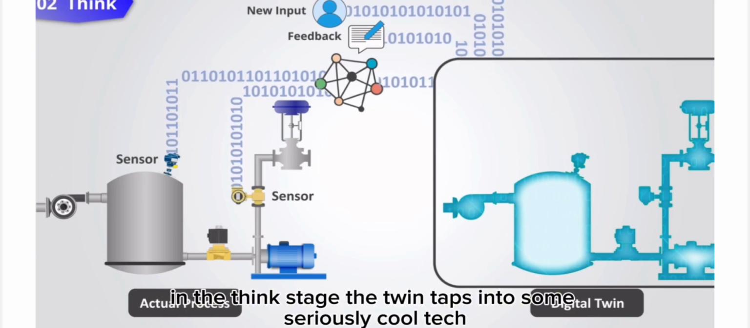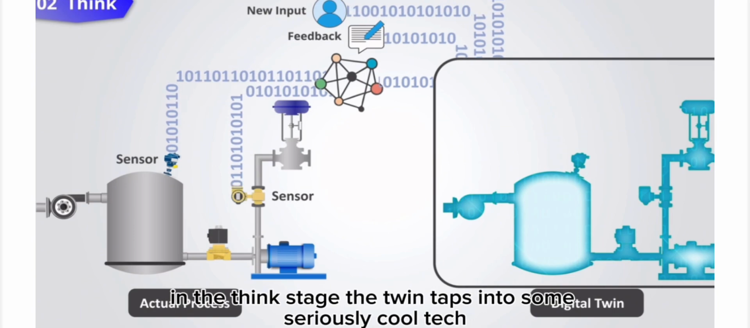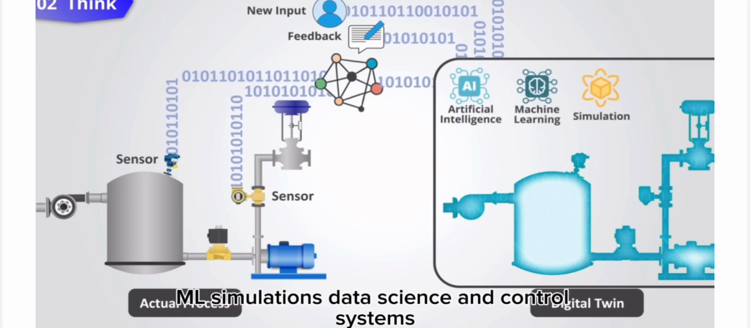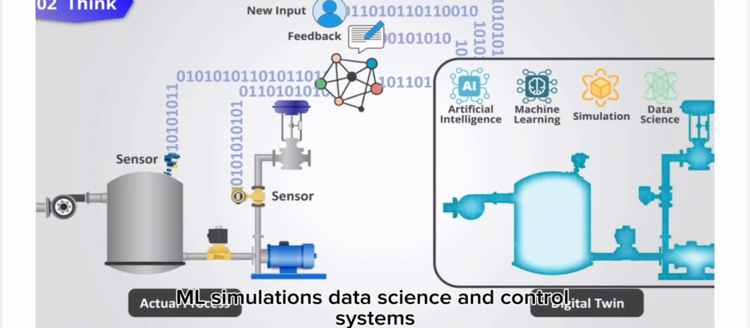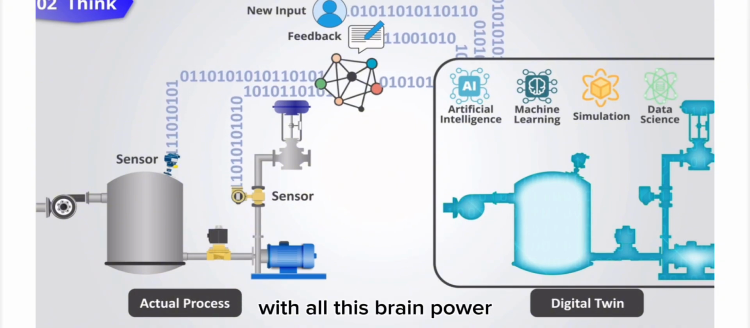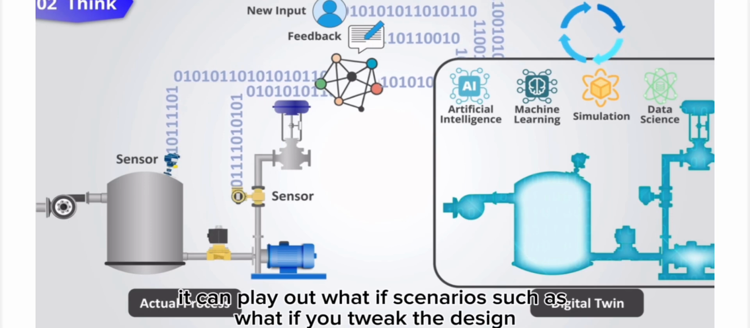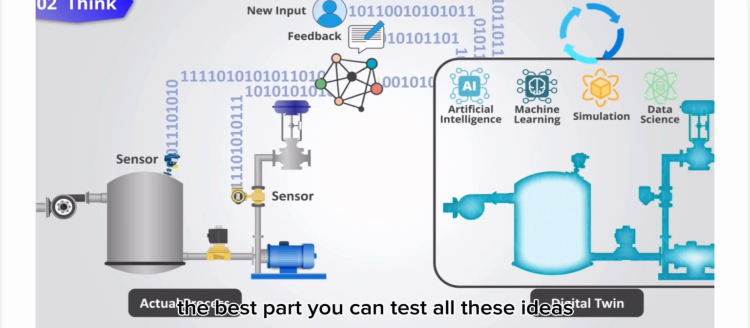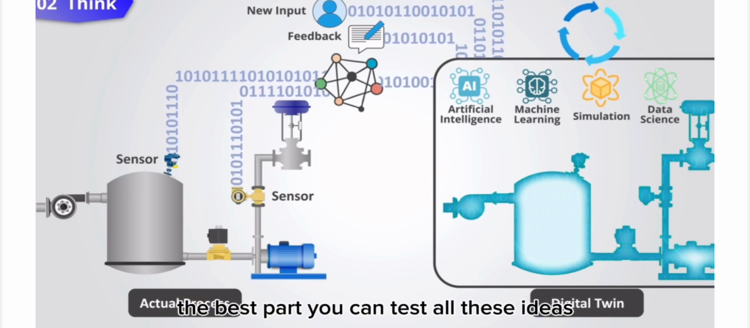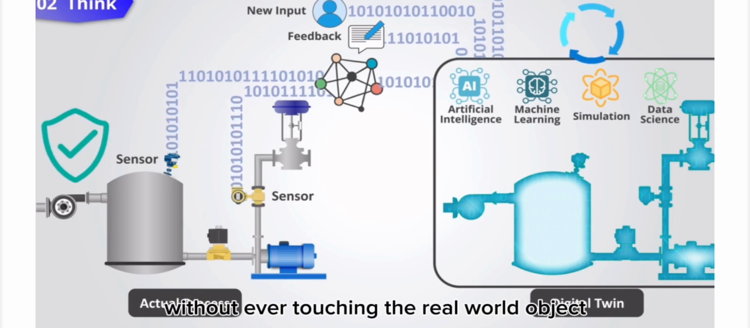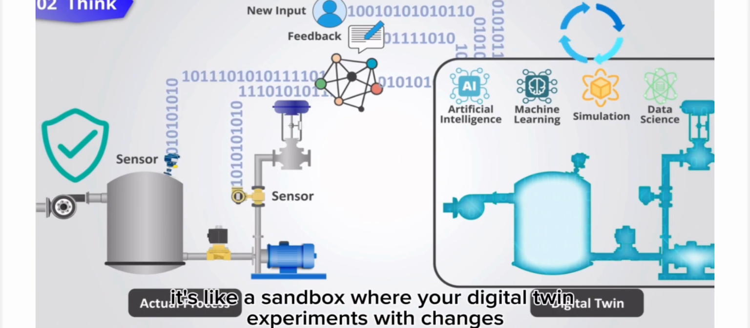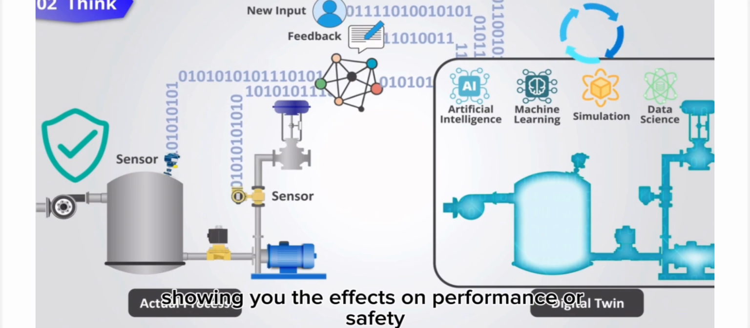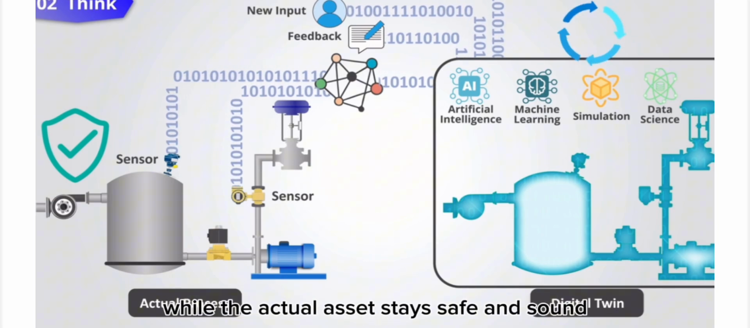In the think stage, the twin taps into some seriously cool tech. Think artificial intelligence (AI), machine learning (ML), simulations, data science, and control systems. With all this brain power, it can play out what-if scenarios, such as what if you tweak the design, what if time passes or conditions change. The best part: you can test all these ideas without ever touching the real-world object. It's like a sandbox where your digital twin experiments with changes, showing you the effects on performance or safety, while the actual asset stays safe and sound.